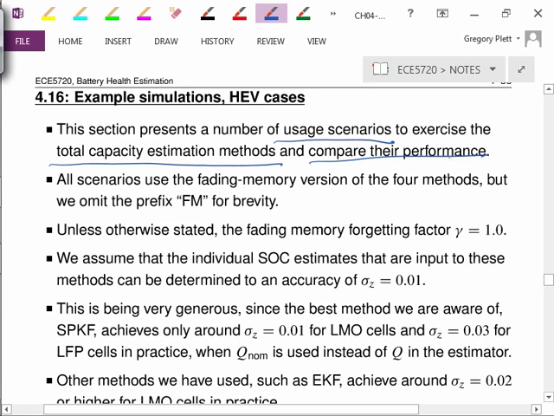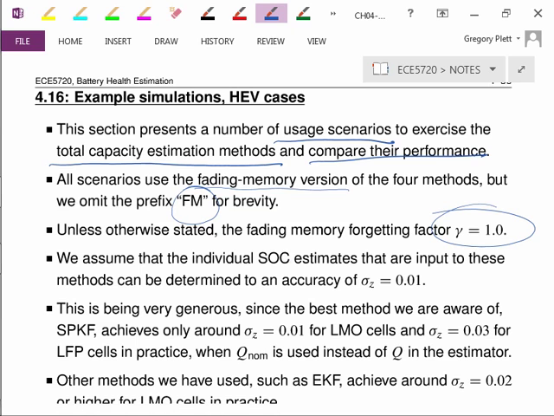All of the scenarios that we look at do use fading memory, but we omit the prefix FM because it just takes up a lot of space. Unless otherwise stated, though, the fading memory forgetting factor is gamma equals 1.0, which of course is not fading at all. We do two cases in this section with gamma equals 1.0 and then one case with gamma equals 0.99, where in that third case we do want the capacity to adjust for aging over time.